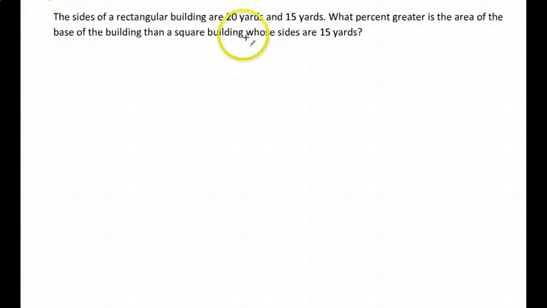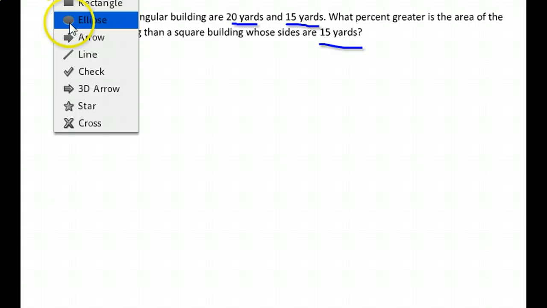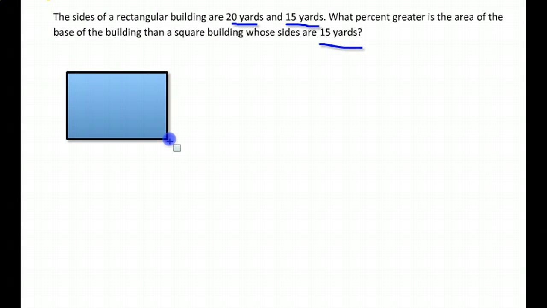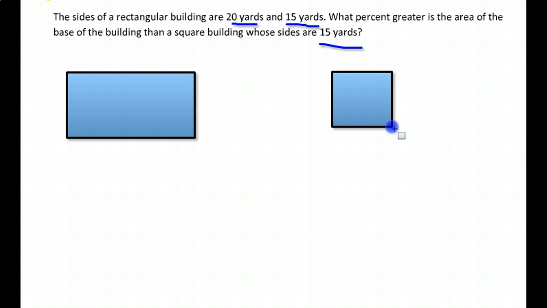Here's another. The sides of a rectangular building are 20 yards and 15 yards. What percent greater is the area of the base of this building than a square building whose sides are 15 yards? So once again, we're going to need some shapes. So let me grab a rectangle. Okay, one of the buildings is rectangular and the other is a square. Let's put in the dimensions for each of those. The rectangular building is 20 yards by 15 yards. The square building is just 15 by 15.